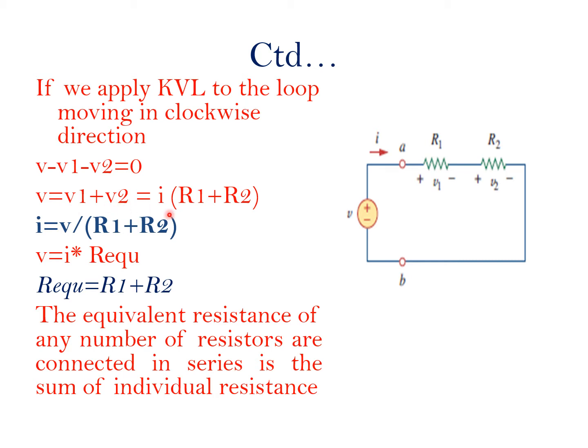What is V1? I into R1. What is V2? I into R2. From this, I is equal to V divided by R1 plus R2. Or V is equal to I into R equivalent. What is R equivalent? The summation of R1 and R2. So the equivalent resistance of any number of resistors connected in series is the sum of the individual resistances.